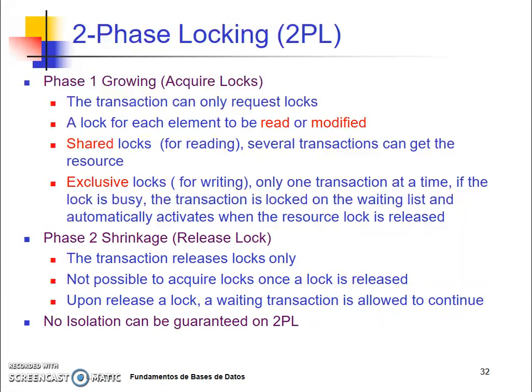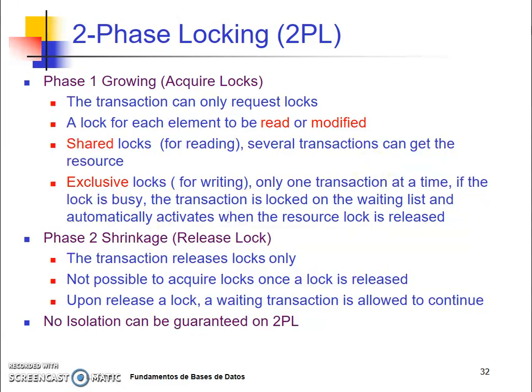The most common technique is locks. The algorithm used for locking is two-phase locking, and this algorithm has two phases. One phase is when I acquire locks. The transaction can only request locks, and a lock needs to be acquired for each element to be read or modified. I have two types of locks: the shared locks, which are for data that I'm going to read, and several transactions can get the lock. And the exclusive locks, which are for writing, only one transaction at a time.